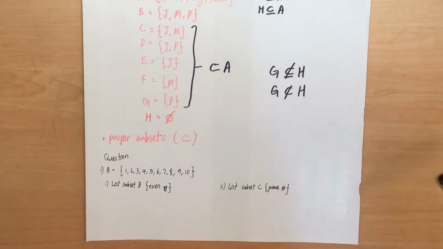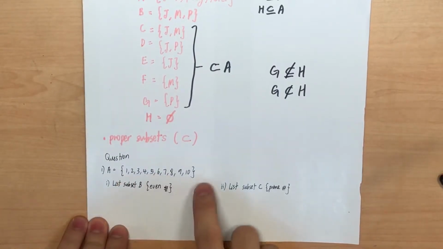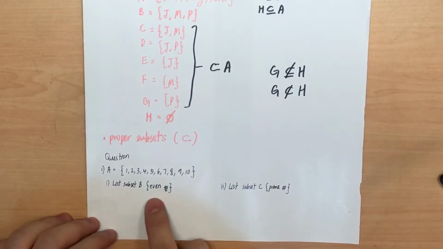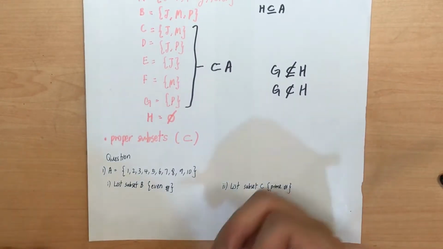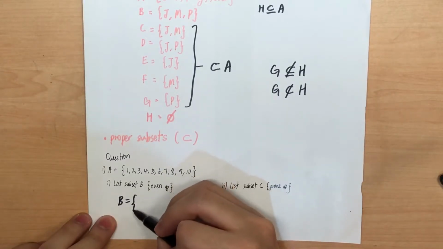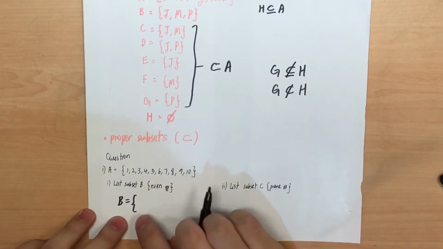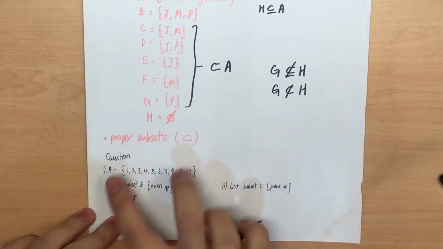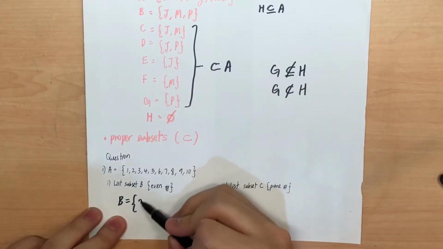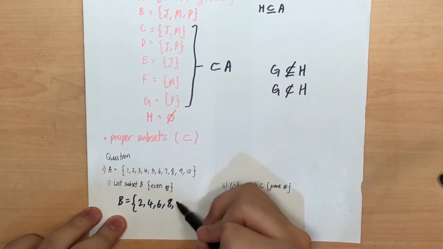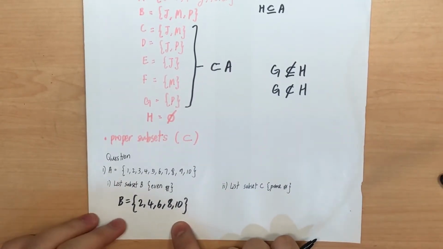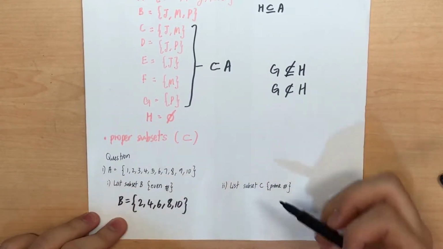So for example, this question: set A contains these elements 1, 2, 3, 4, 5, 6, 7, 8, 9, 10. List subset B, even numbers. It means that the elements of B are what? That means they want even numbers. The subset from this set A is 2, 4, 6, 8, and 10. These are the only 5 even numbers of set A.